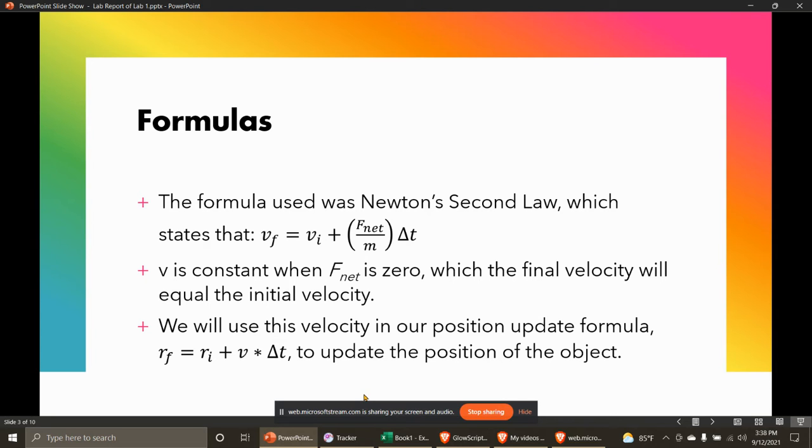We'll plug that velocity into our position update formula, which means that the final position equals the initial position plus velocity times the change in time, which is delta t, to update the position of our object in our GlowScript code.